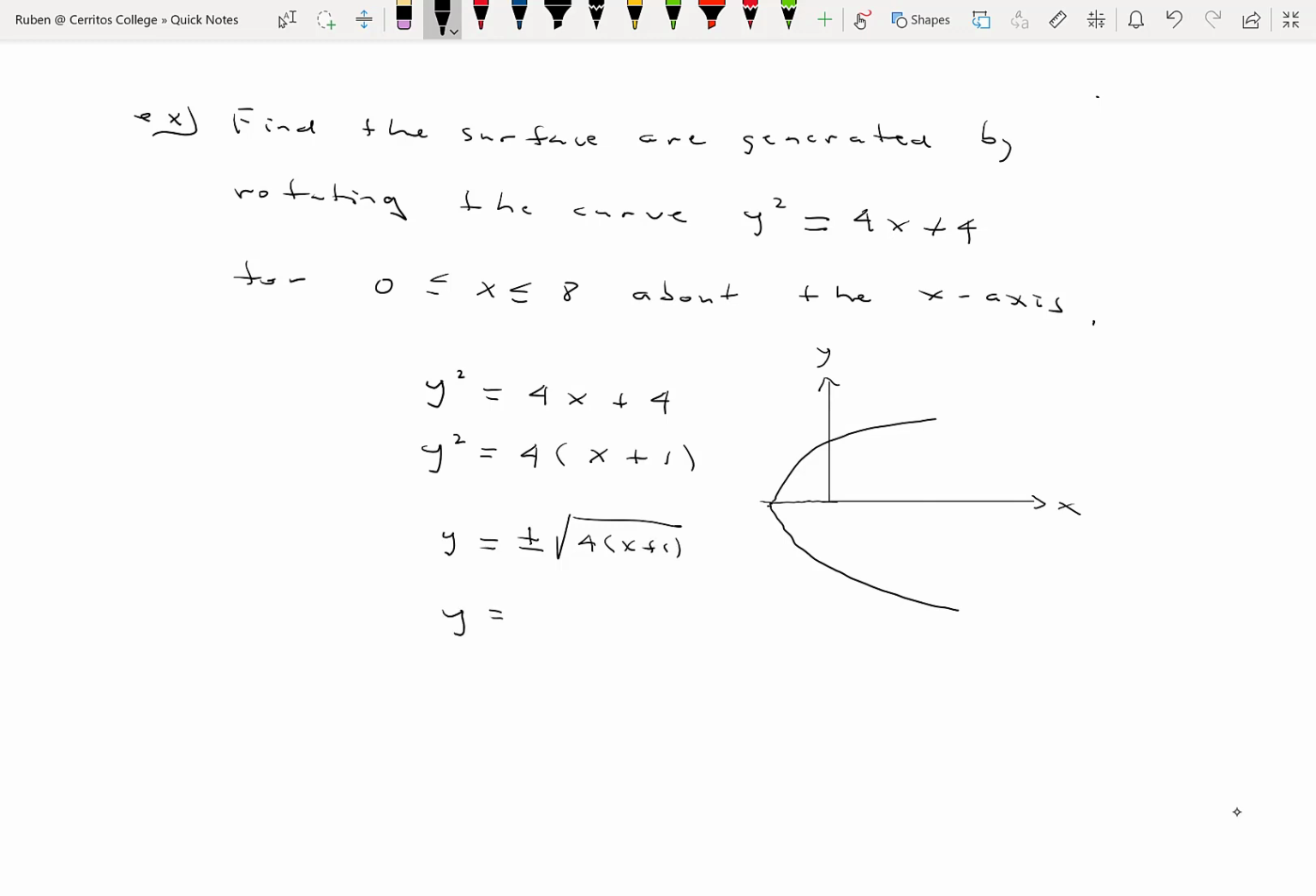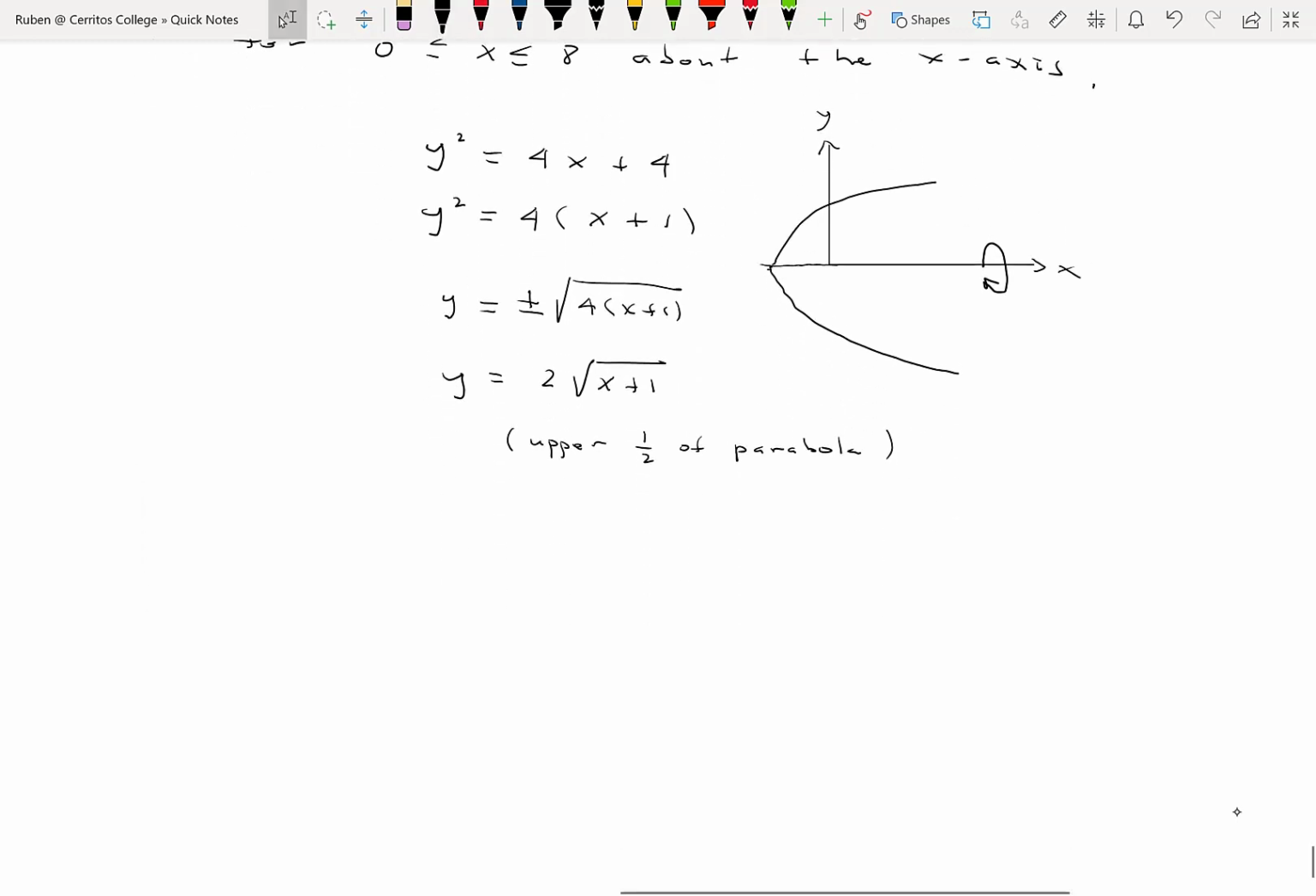or y equals 2 times the square root of x plus 1 if we choose to rotate the upper half only. Doesn't matter. I'm going to choose the upper half of the parabola, since rotating the lower half or both halves is still going to generate the same surface area about the x-axis. Remember, we're going about the x-axis.